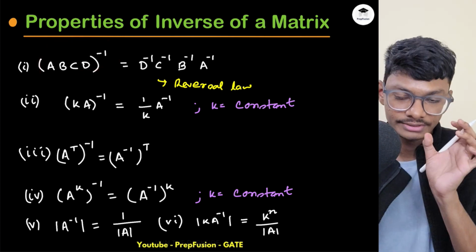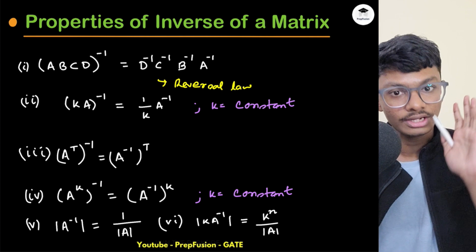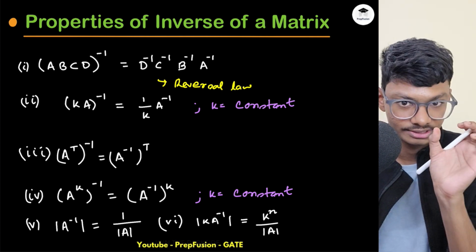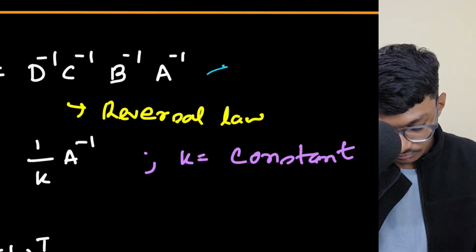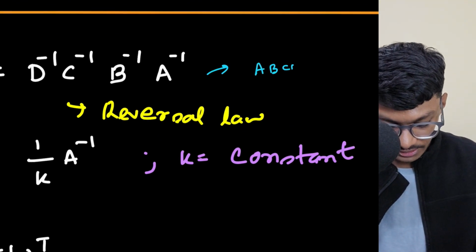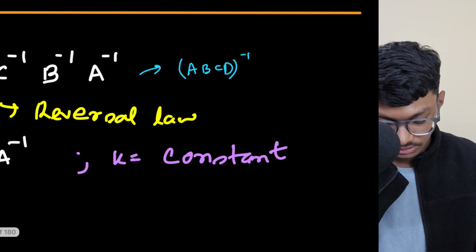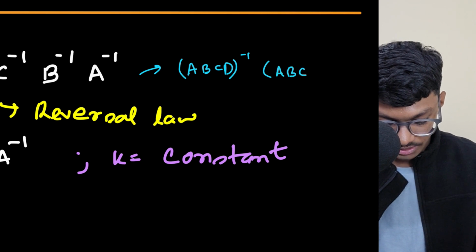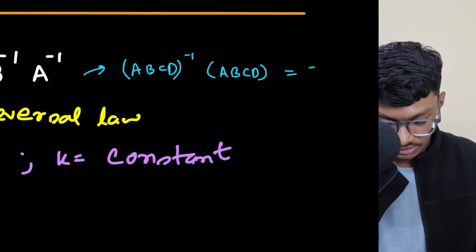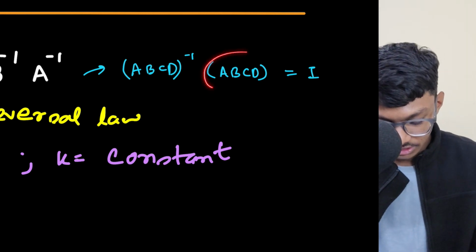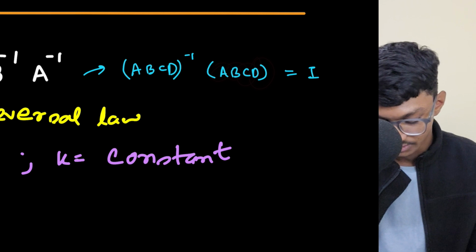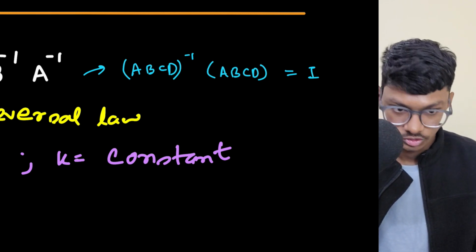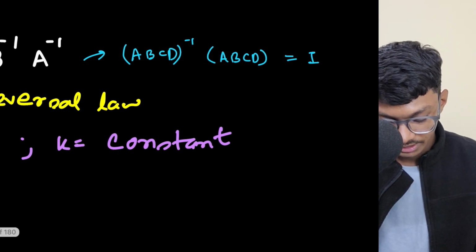So if I multiply ABCD inverse with ABCD, what will I get? I will get the identity matrix. Whatever is inside that, I will get the identity matrix. So I will write this in short over here. ABCD whole inverse times ABCD, I will get my identity matrix, which equals I. Now what do I do? I just post multiply these things. I will post multiply D inverse, C inverse, B inverse, then A inverse. So first I will post multiply D inverse.